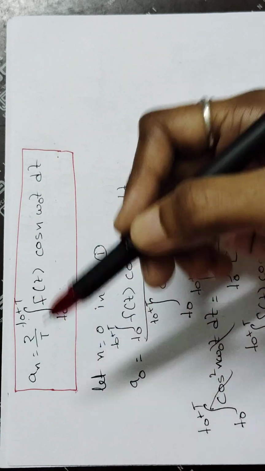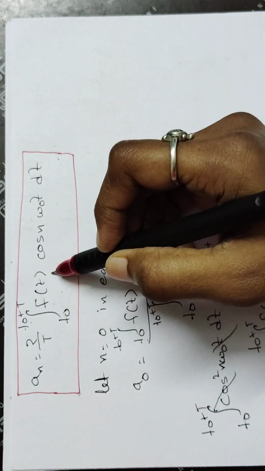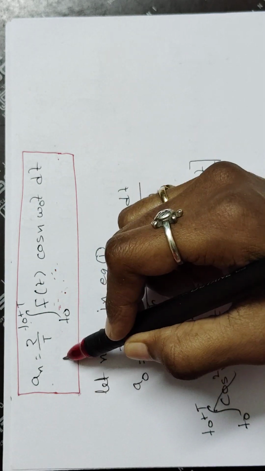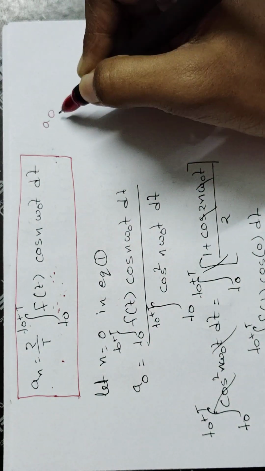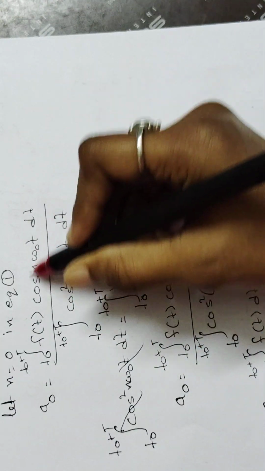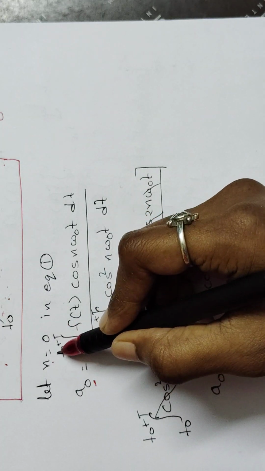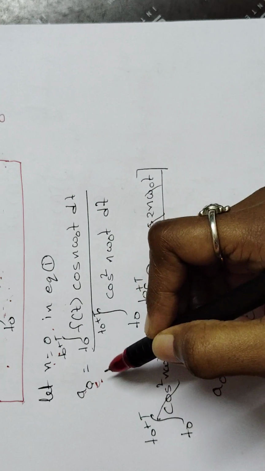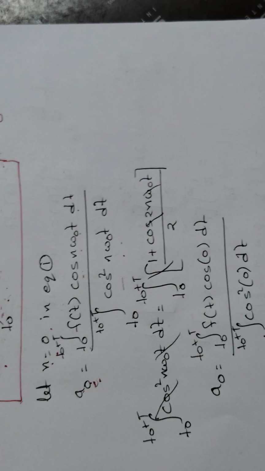So from the exam point of view, in trigonometric Fourier series problems, they will give the f of t value. You have to substitute the f of t value here and find out the an value. In the same way we have to find the a naught value. So we already know an, right? This is the an equation. If you find the a naught value, you have to substitute 0 in place of n. That is cos n omega naught t dt divided by cos square n omega naught t into dt.